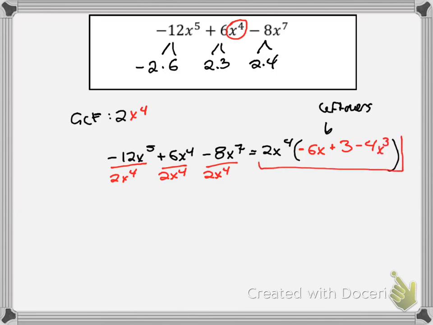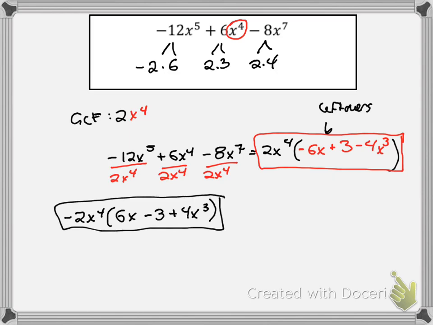So that's our answer. Here's a question. Instead of doing that, could I have chosen to factor out negative 2x to the 4th instead? It turns out I could have. Then I would get positive 6x minus 3 plus 4x cubed. So both of these answers are equally valid.